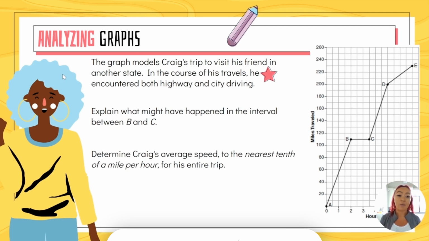Let's take a look at analyzing some graphs. The graph here models Craig's trip to visit his friend in another state. In the course of his travels, he encountered both highway and city driving.